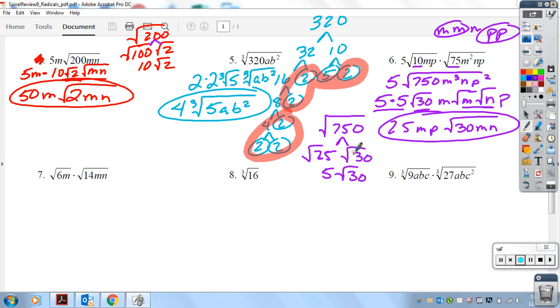If you want to break down 750, you could have done that. 75 times 10, and so on. You would have ended up with 5 rad 30 in either case.